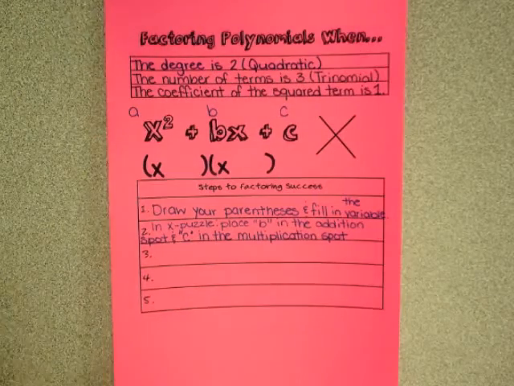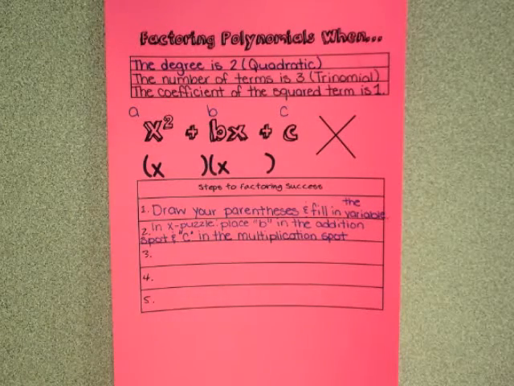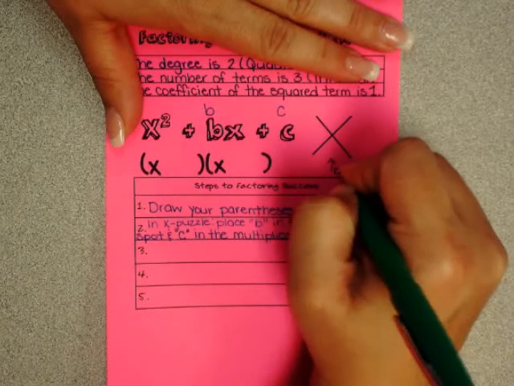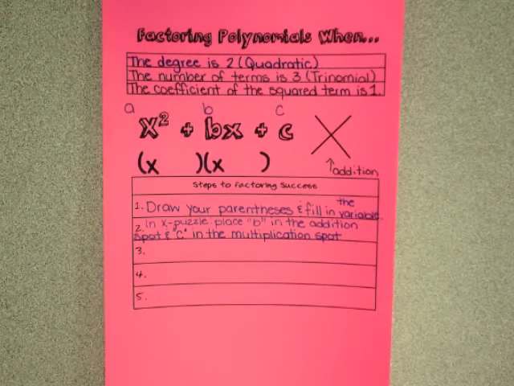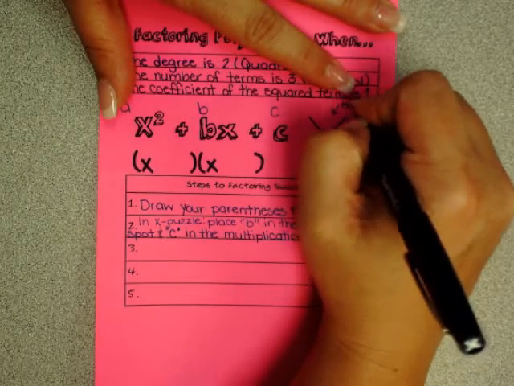Okay, so we really haven't talked about the multiplication spot or the addition spot. We're going to talk about that right now. Which is which? Well, the bottom spot, so this spot right here, this is your addition spot. The top over here, this little spot, is your multiplication spot.